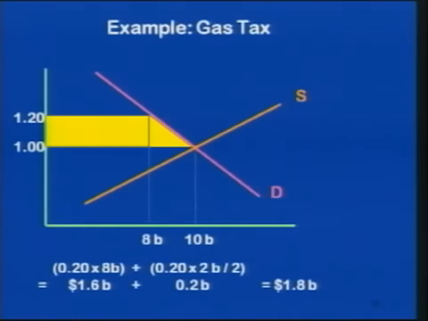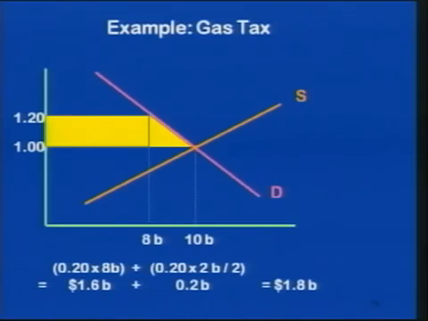Notice that the loss to consumers is made up of two parts. This is billions of barrels, let's say. So there is a tax placed on every barrel, and the total amount that people lose is 8 billion barrels times 20 cents each, which is $1.6 billion, et cetera.